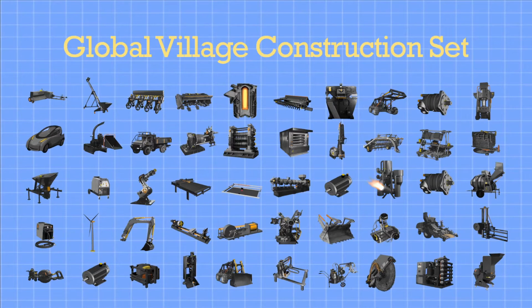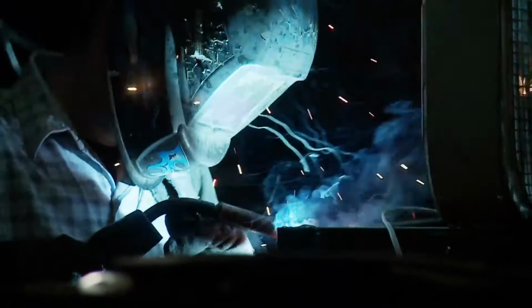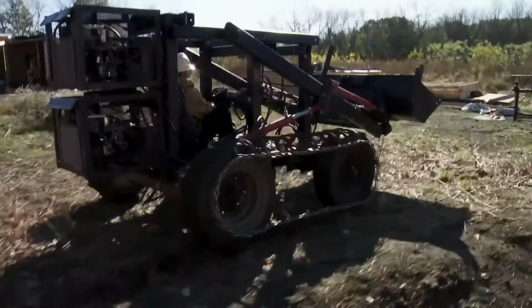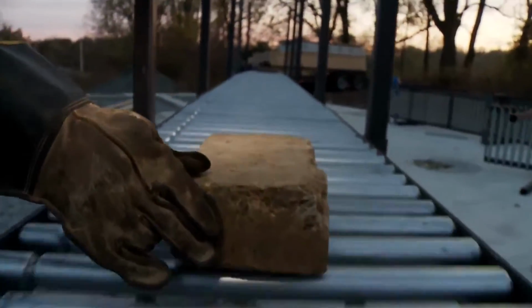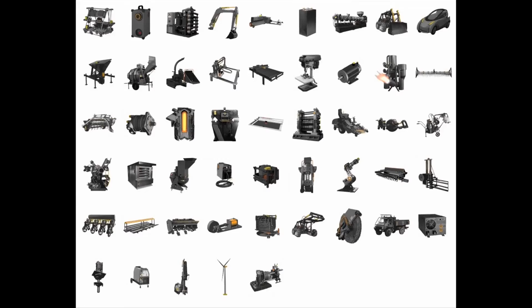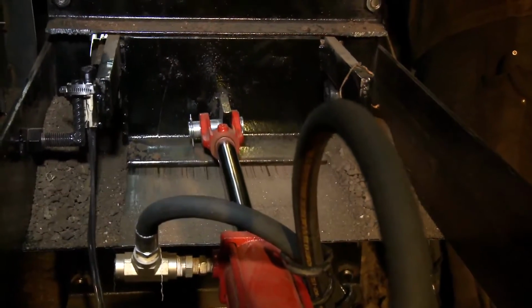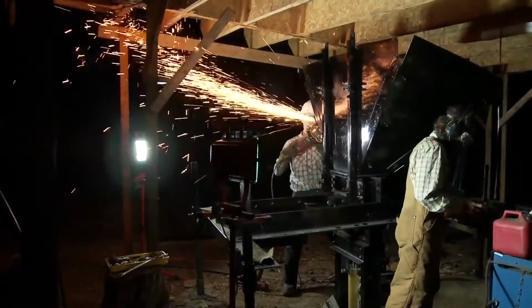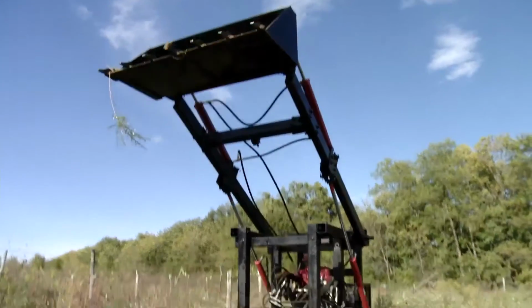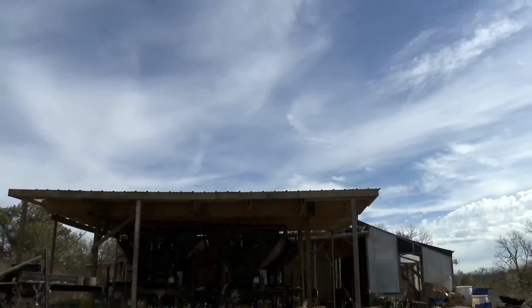We're developing the Global Village Construction Set as a means to show that, one, we can create a real community based on these technologies and achieve post-scarcity. The Global Village Construction Set is a set of 50 different industrial machines that allow for the easy fabrication of all the different products that it takes to create a small civilization with modern comforts. Everything from a tractor to an oven to a circuit maker.